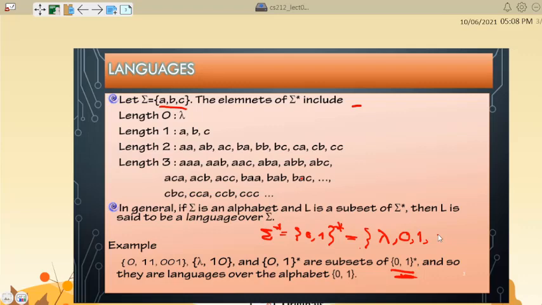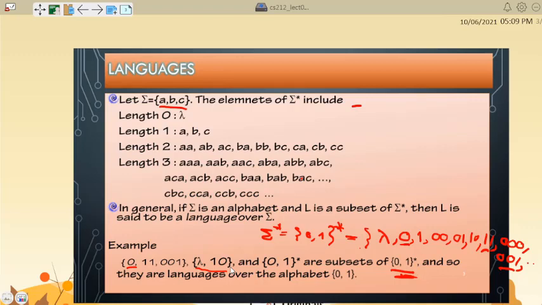So what is this set here? Sigma star equals {0,1}*. That is equal to lambda, 0, 1, 00, 01, 10, 11, and we have 000, 001, etc. Now we say {0, 11, 001}. Here we have 0, we have 11, we have 001. That means this set is a subset of {0,1}*.